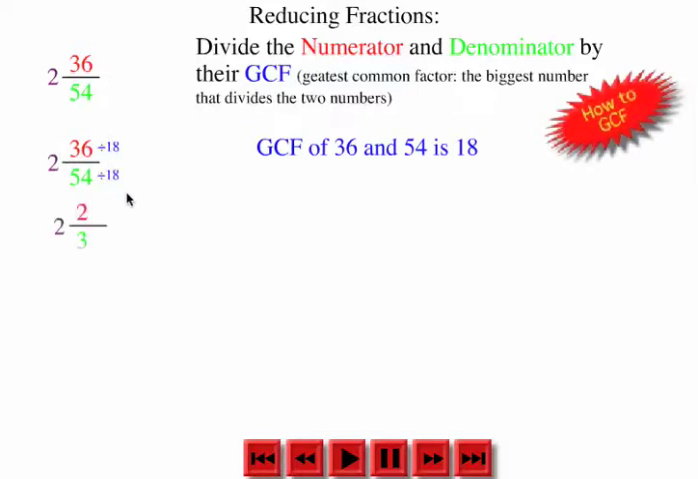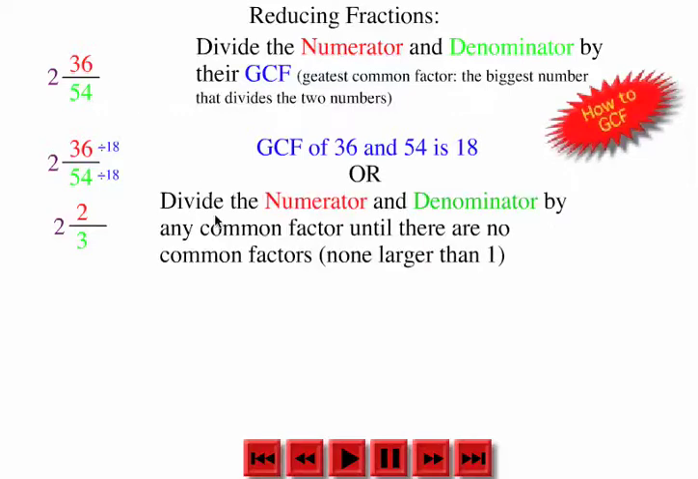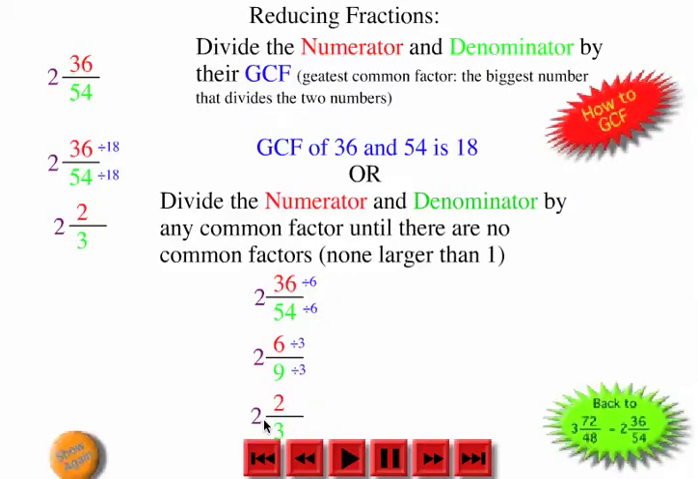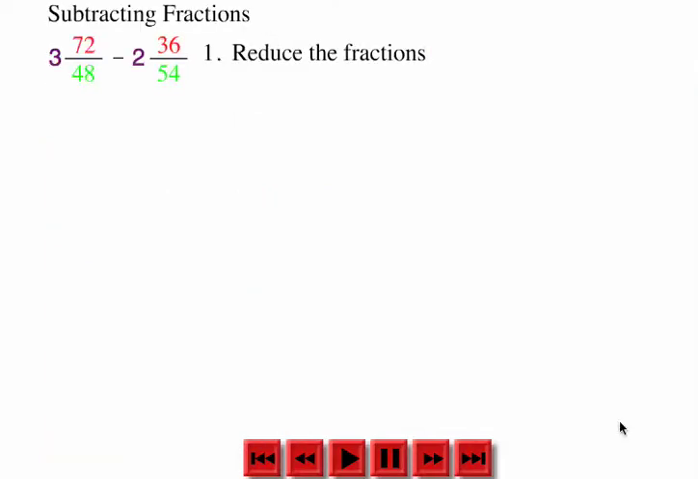All right. The other way we can do it is we can divide the 36 and 54 by any common factor. For example, 6. So we can divide the 36 by 6, and that'll give us 6, and divide the 54 by 6, that'll give us 9, and then we can see, hey, wait a minute, 6 and 9 are both divisible by 3, so we can divide the 6 by 3 and get 2, divide the 9 by 3 and get 3, so we have 2 and 2/3. Then, that's it. So let's go back to subtracting.